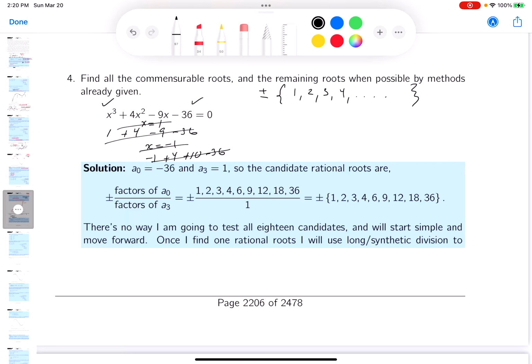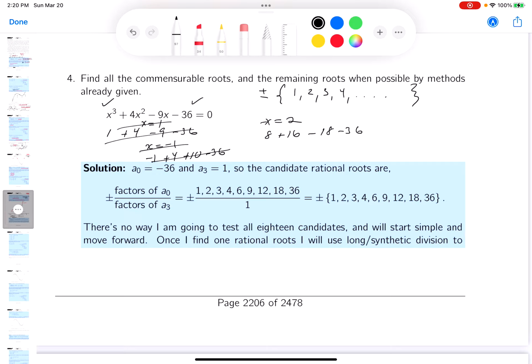All right, now it's a little discouraging, but let's try the 2. All right, x equals 2. And what do you get? You get 8 plus 16. Doesn't look likely, does it? Minus 18, minus 36. That is definitely not going to give me 0, all right? So you say, what am I going to do now?